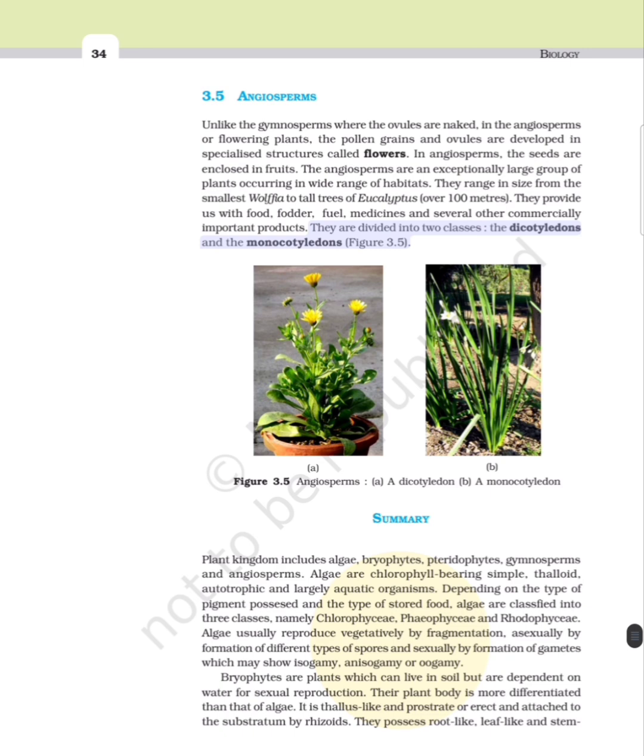They are divided into 2 classes, the dicotyledons and the monocotyledons. Figure 3.5 Angiosperms: A, a dicotyledon; B, a monocotyledon.